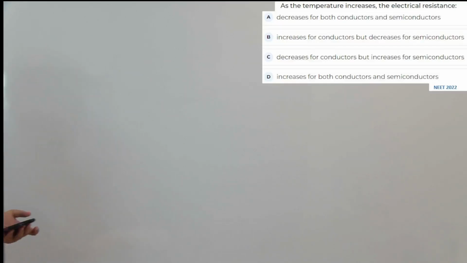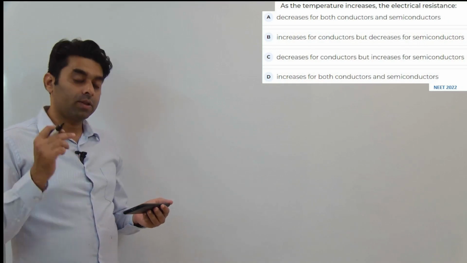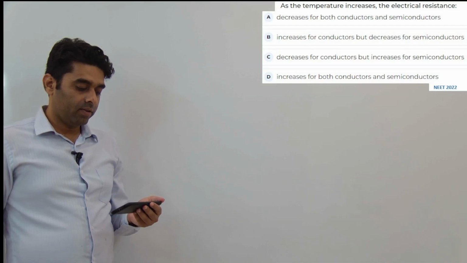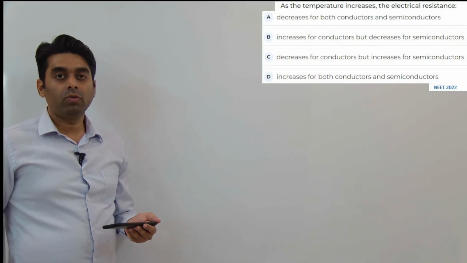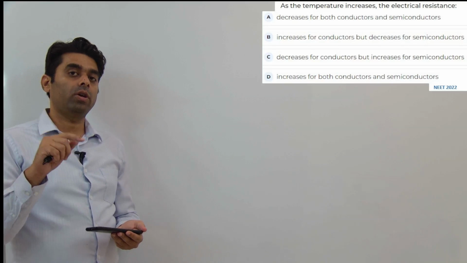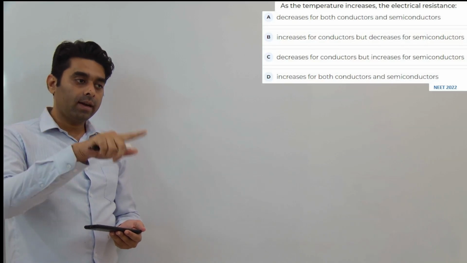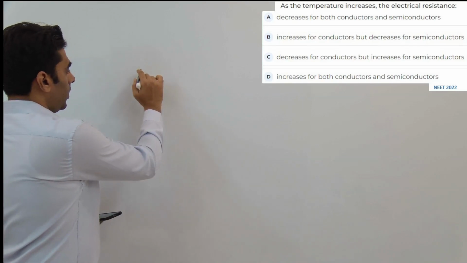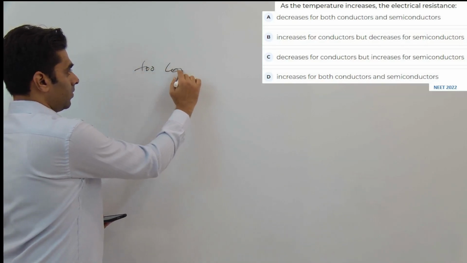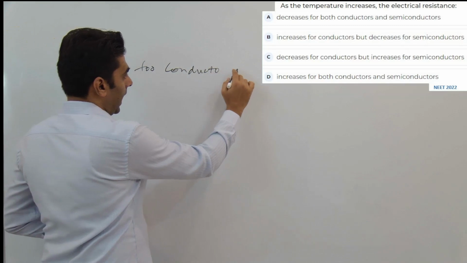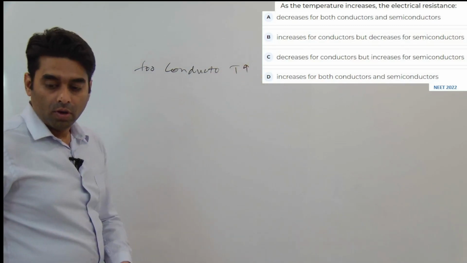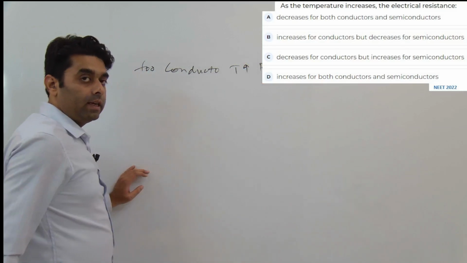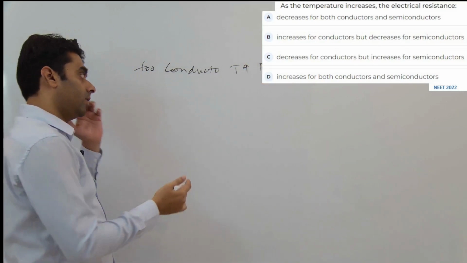Again, next, it's a theoretical question only. What it says: as the temperature increases, the electrical resistance. So 4 options are given to you. They are talking about what happens for conductors and what happens for semiconductors. So for conductors, as temperature increases, the resistance also increases because the number of collisions increases.